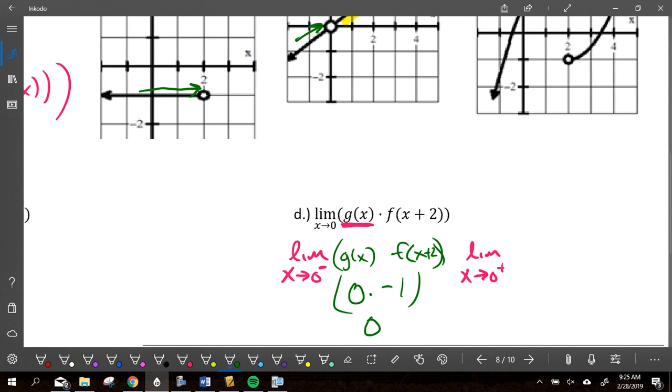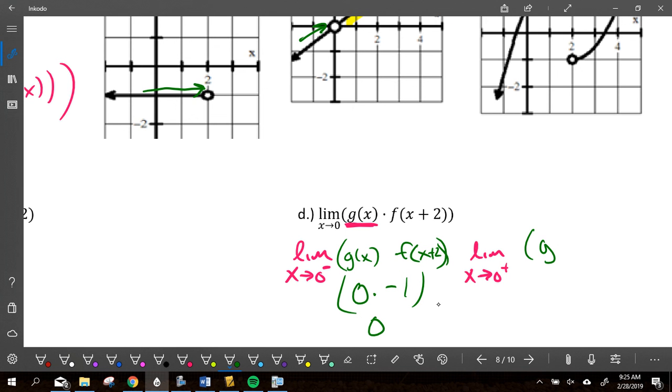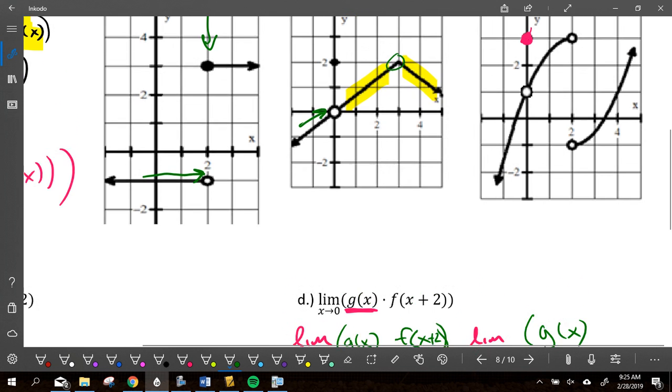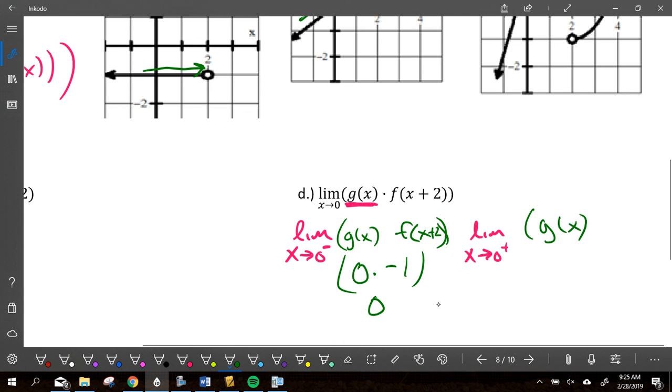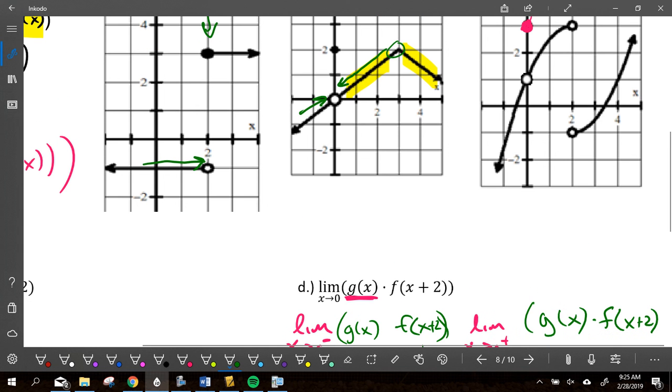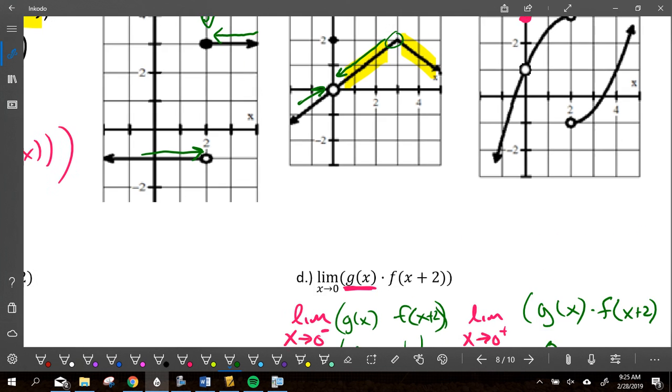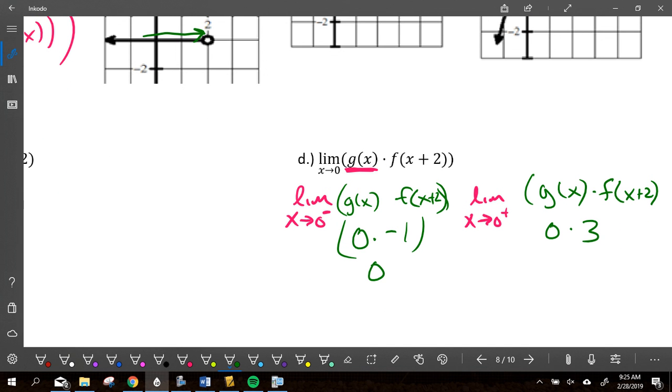Then we're going to do it from the right-hand side. So I'm looking at the g of x equation, but I'm only looking from the right-hand side. So as I walk this way, I get closer and closer to 0. That didn't change. I am multiplying that by the x plus 2 from the right-hand side. What am I going to get as I approach it from the right-hand side? That is 3. What is 0 times 3?